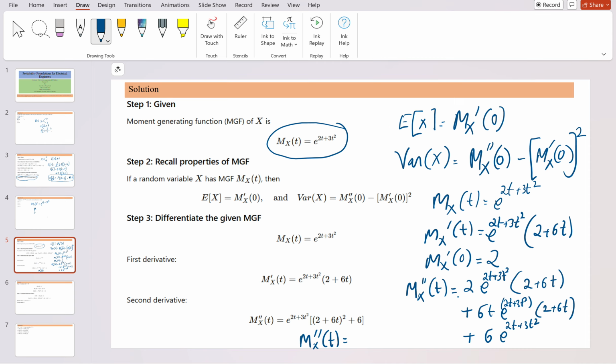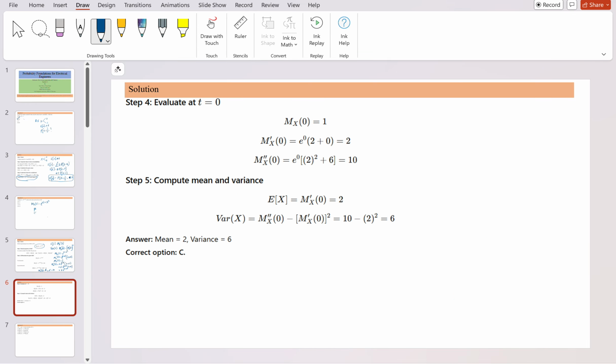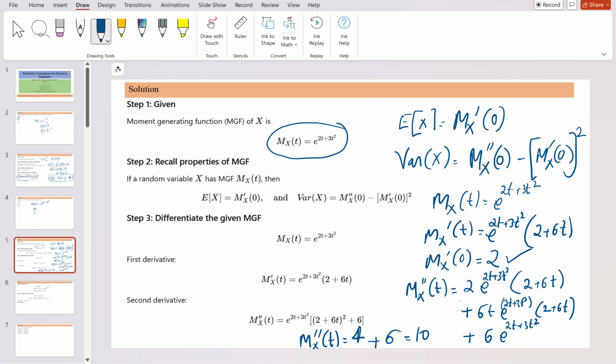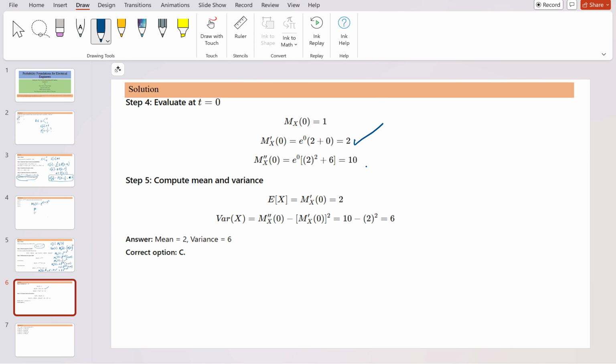It will simply become, this will become 0 here and this will become 4, this will become 0 plus 6. When you put it here, it will become 0 plus here also it will become 6, it's simply 10. Okay, so what we have got? We have got Mx dash 0 is equal to 2. Here we got the 0. Here also we got Mx double dash 0 is equal to 10.